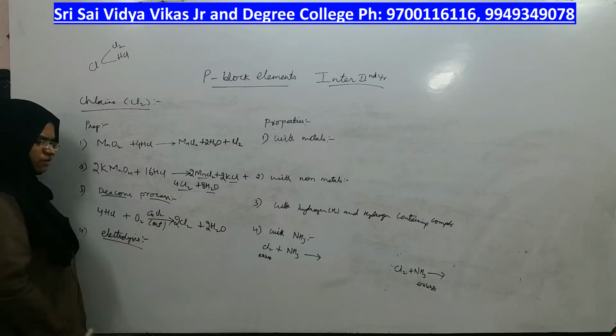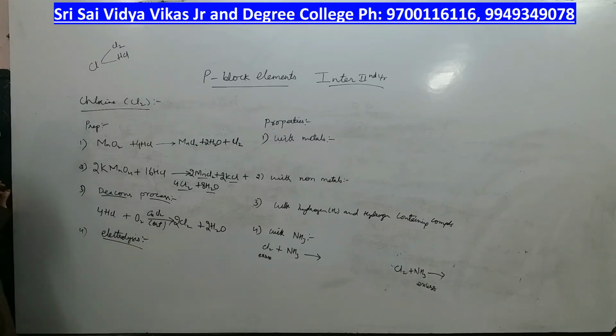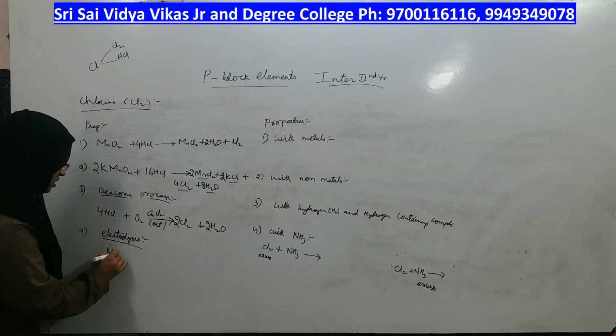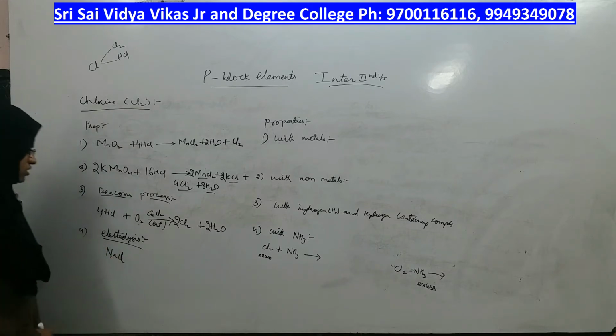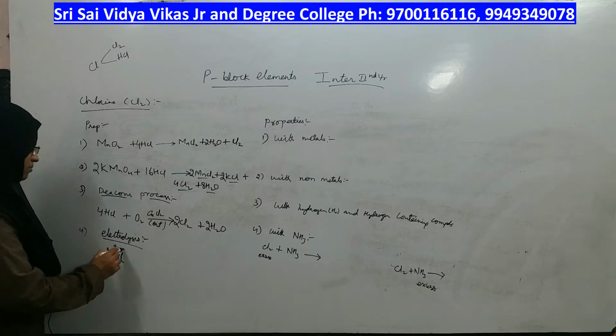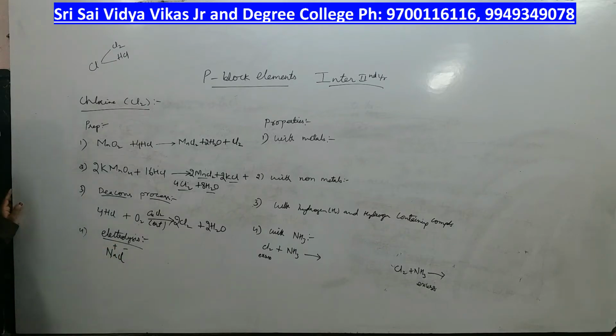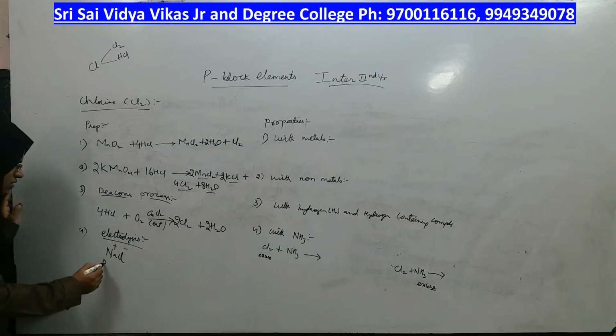Next preparation of chlorine gas is electrolysis of brine solution. What is brine solution? Nothing but normal salt solution. What is normal salt solution? Na plus and Cl minus. Sodium chloride is called brine solution, right?